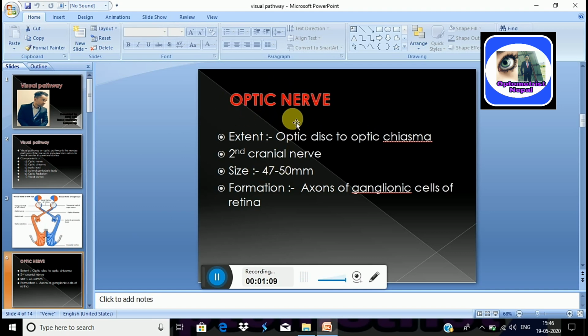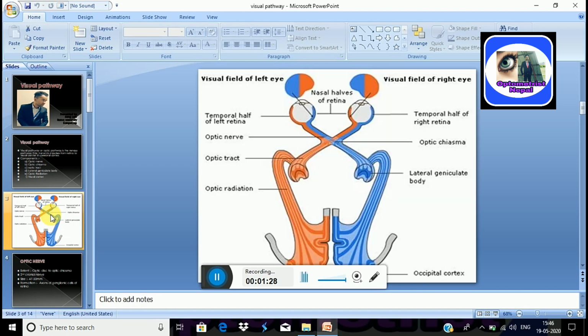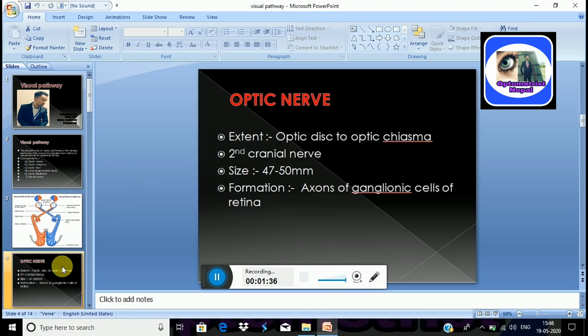Now let's start the parts of the visual pathway one by one. First one is the optic nerve. It extends from the optic disc to the optic chiasma. Look here: this is the optic disc, this is the optic chiasma, and this is the optic nerve. It is the second cranial nerve.